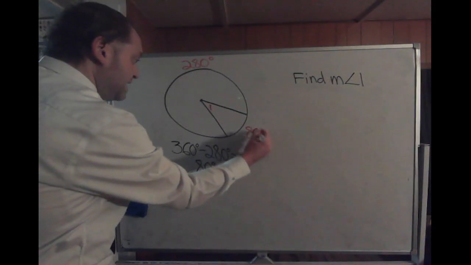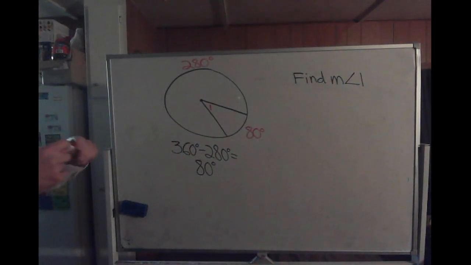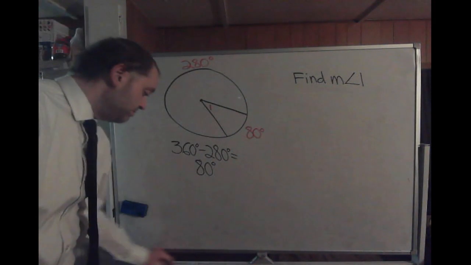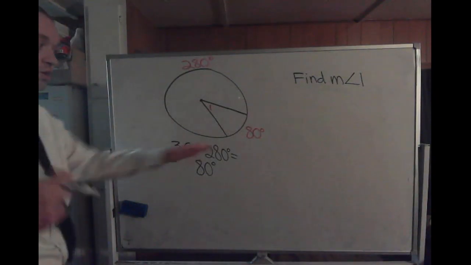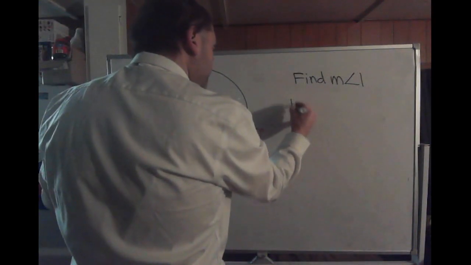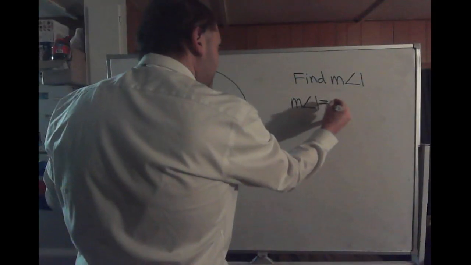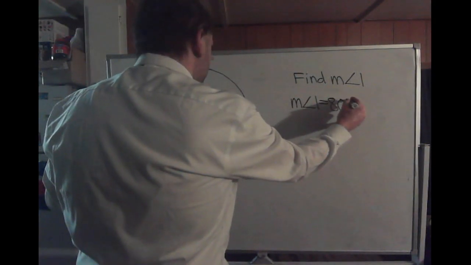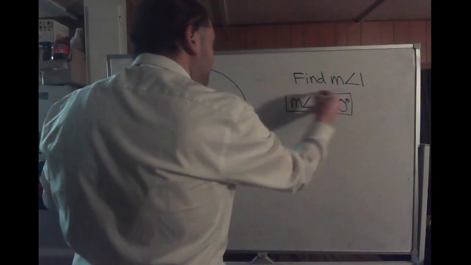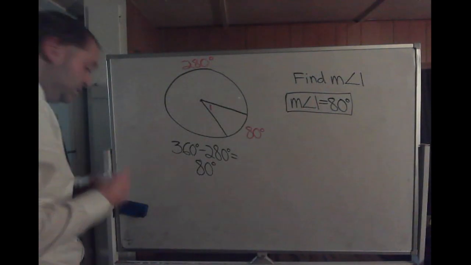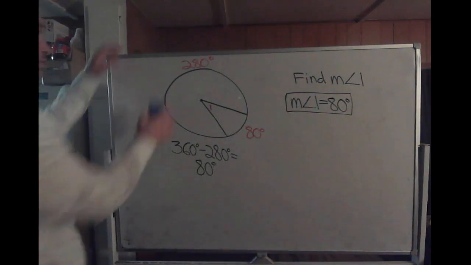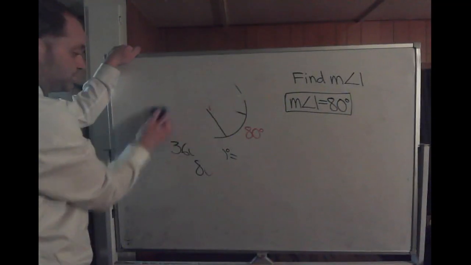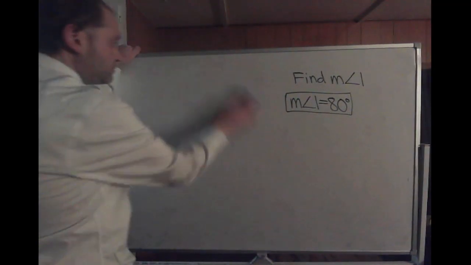So since we've obtained the measure of the minor arc, we know that the central angle and the minor arc are the exact same. They're both congruent. So the measure of angle 1 would also be 80 degrees. Alright, that one still wasn't terrible. What will be next? Oh, this is a real good one.